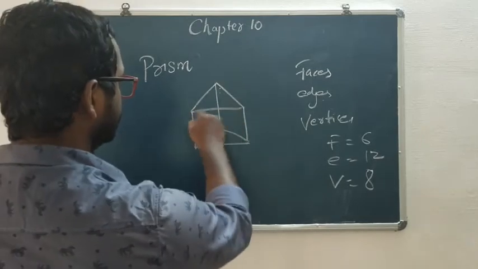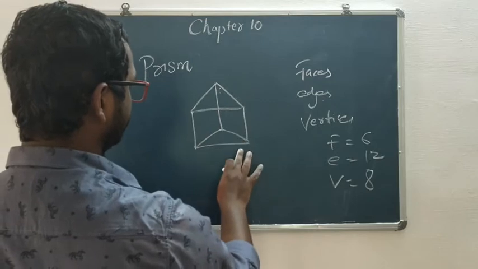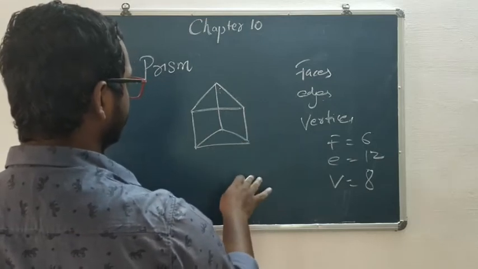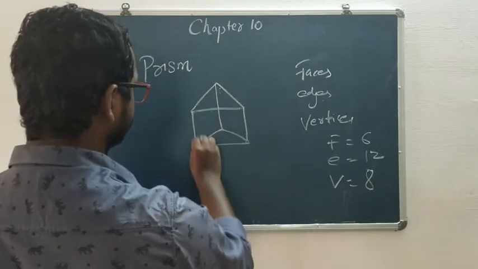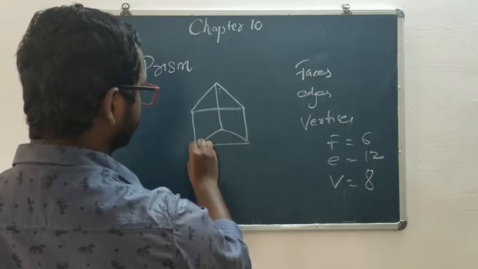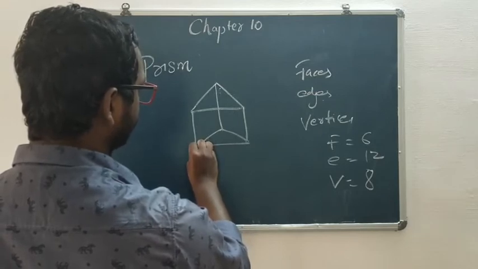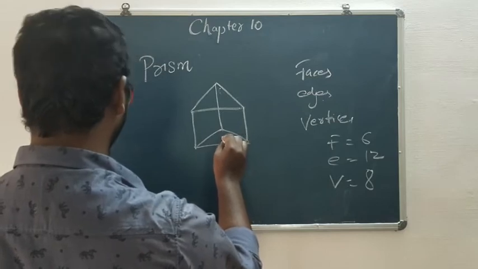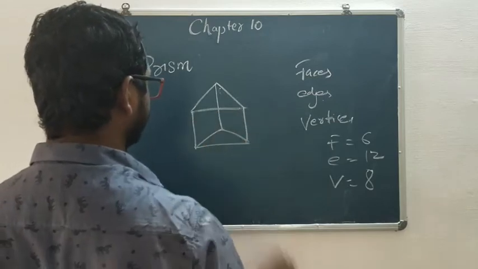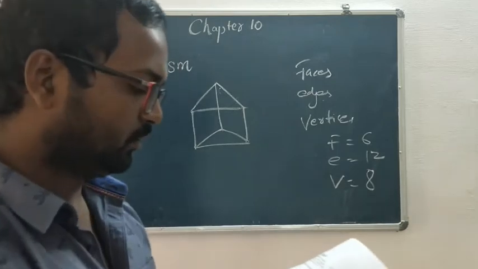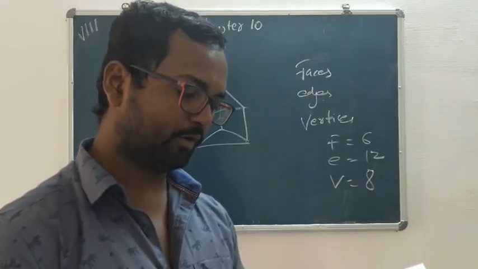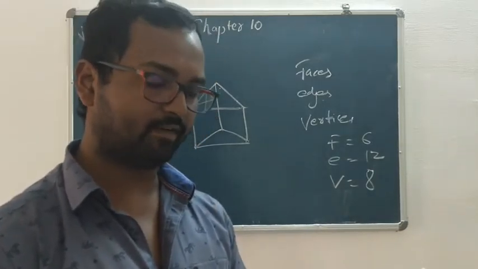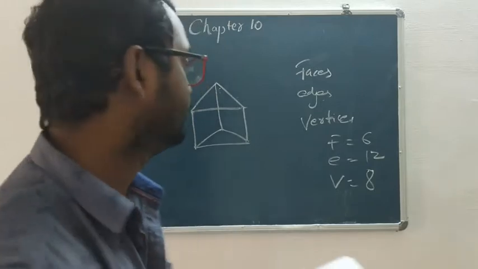see here, this is a triangle and this is a triangle, of the same measurement. Next, look at these two sides here, these are parallel. This side and this side are parallel. So he is saying that the base and the top are congruent polygons, and the other faces, that is the lateral faces, are parallelogram in shape.